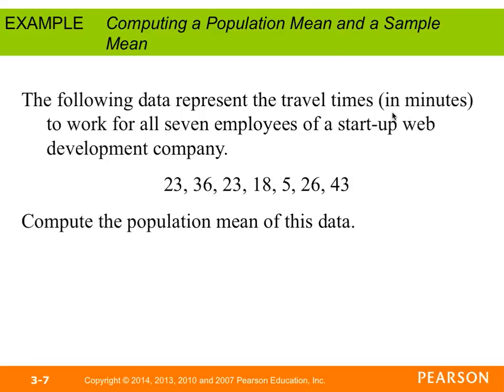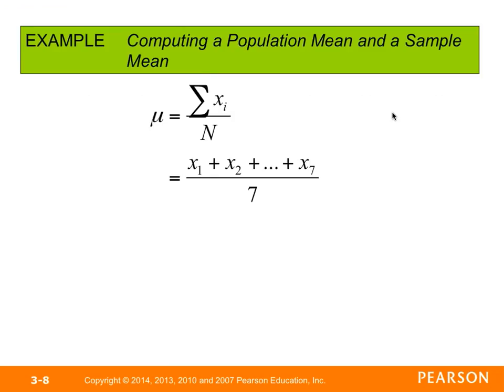So in this example here, the following data represents the travel time in minutes to work for all 7 employees of a startup web development company. They are 23, 36, 23, 18, 5, 26, and 43. We want to compute the population mean.